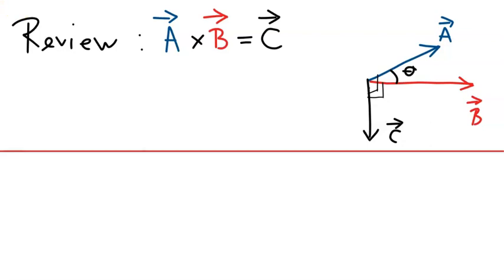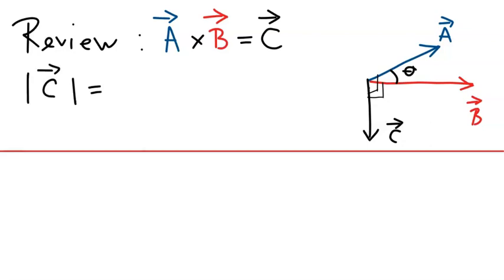Assume that you have two vectors on a plane, vectors A and B. Now the cross product of vector A and B is given by A cross B equals C, where C is the resulting vector of the cross product between A and B. The direction of the vector C is perpendicular to the plane containing vectors A and B, and the direction is downward as determined by the right-hand rule that we discussed in the previous video.